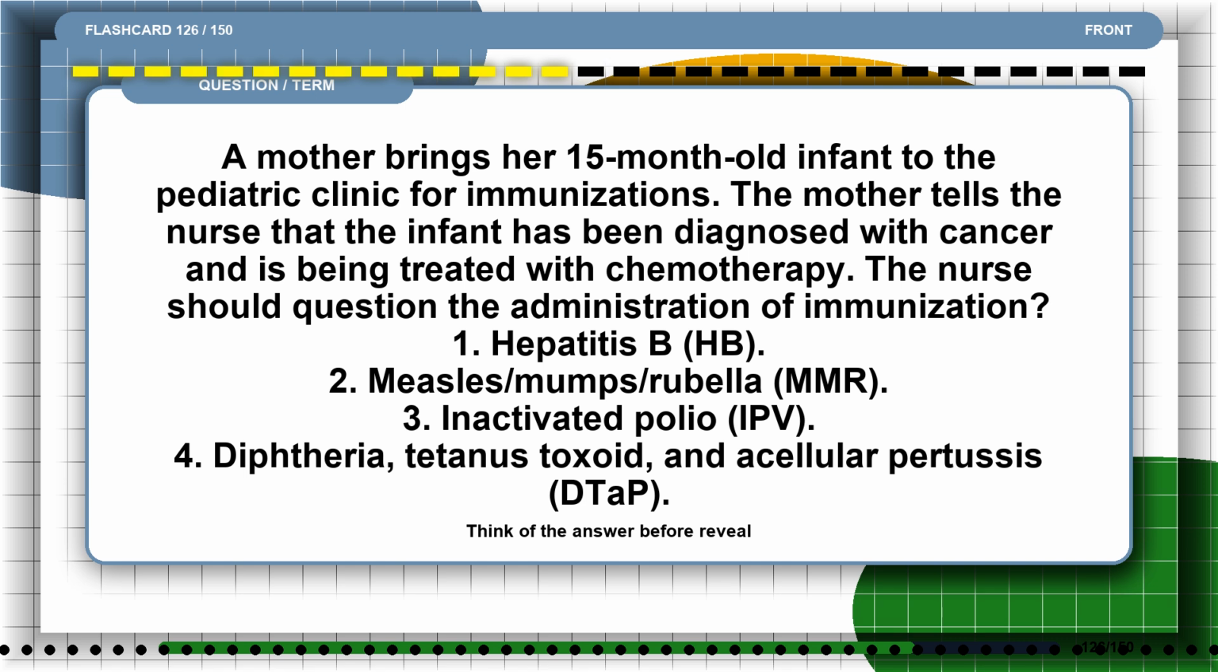1. Hepatitis B, HB. 2. Measles, mumps, rubella, MMR. 3. Inactivated polio, IPV. 4. Diphtheria, tetanus toxoid, and acellular pertussis, DTaP. Think of the answer before the reveal.